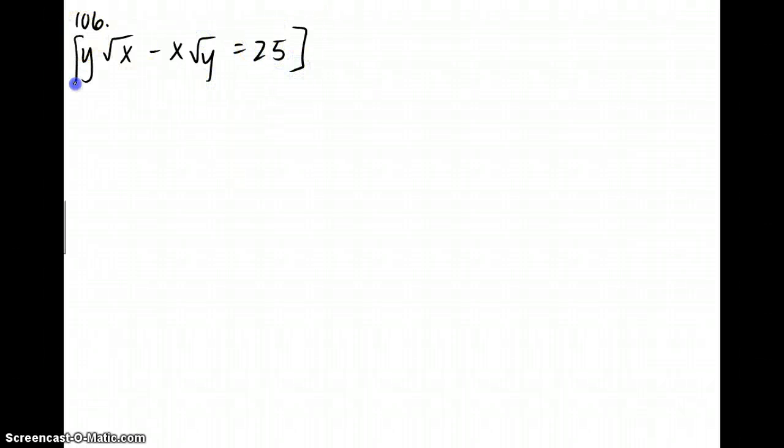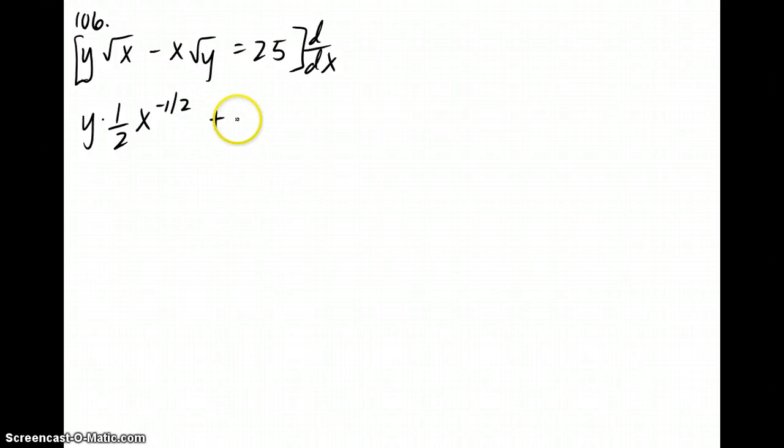Mod 2, we did this in class. y square root of x minus x square root of y equals 25. So when we derive this with respect to x, we're going to need product rule for both terms. First times the derivative of the second plus second times the derivative of the first.